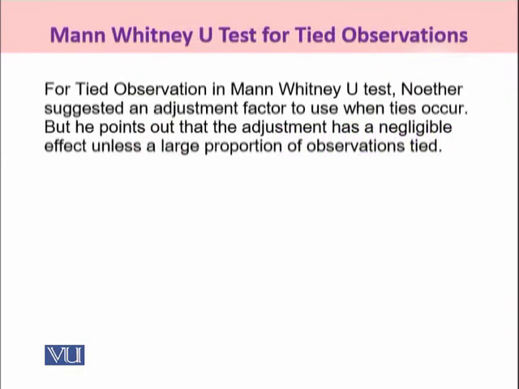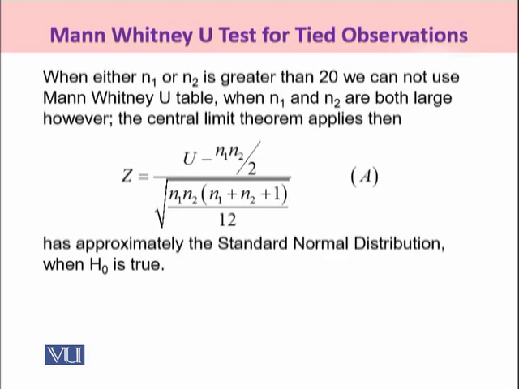So students, for tied observations in the Mann Whitney U test, Noether has suggested an adjustment factor to use when ties occur. But he points out that the adjustment does not make any significant difference unless a large proportion of observations are tied. When either N1 or N2 is greater than 20, we cannot use the Mann Whitney U table.